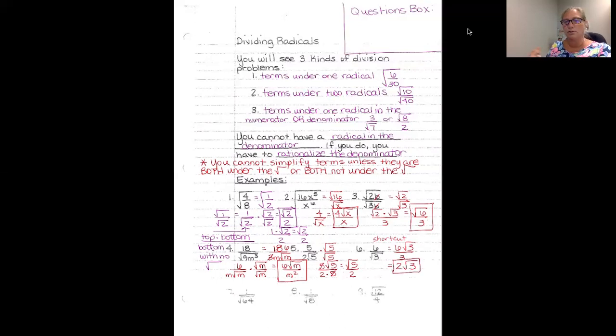Remember, if you have questions, jot them in your questions box at the top of your page or on the back. Number 7, square root of 64 is 8. So this one's real easy, 1 over 8. Number 8, 1 over square root of 8, remember that's 1 over the square root of 4 times the square root of 2, which is 1 over 2 square roots of 2. Rationalize, and you get the square root of 2 over 4.